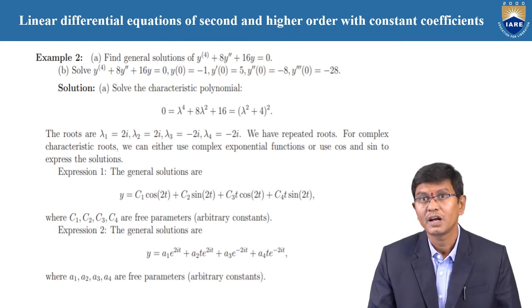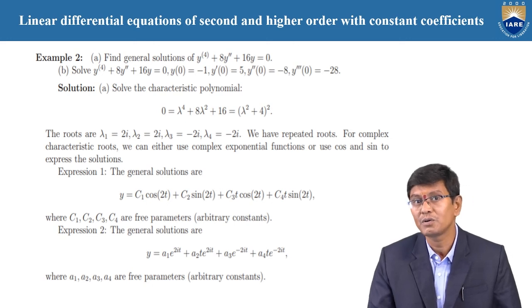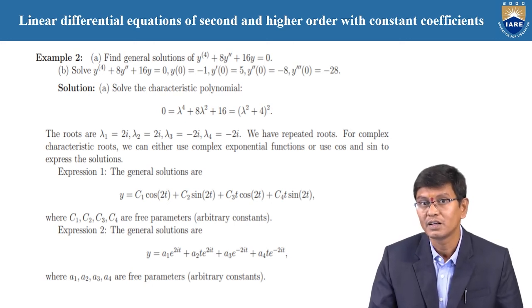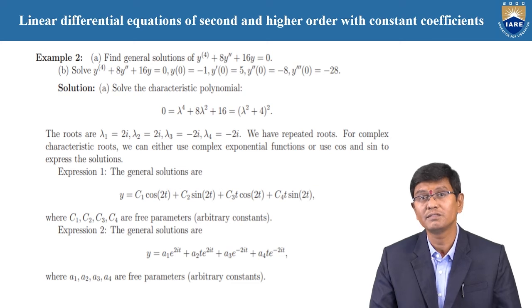Next. Find the general solution of y fourth derivative plus 8y double dash plus 16y is equal to 0. And here also, the second part is a continuation of this problem. We need to find it by using the initial value problems. That means you need to find c1, c2, c3.